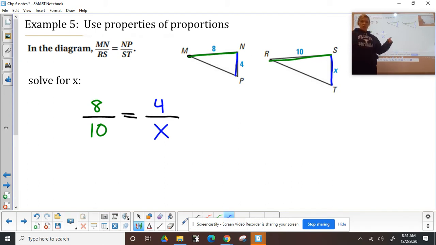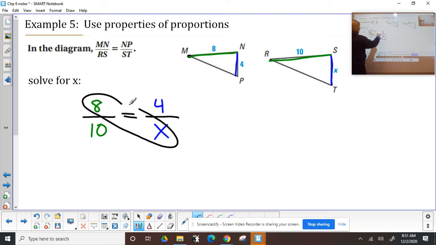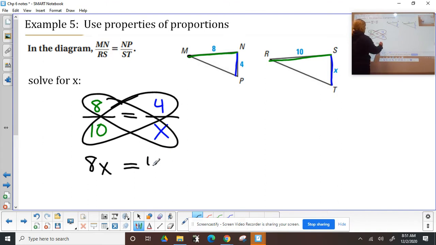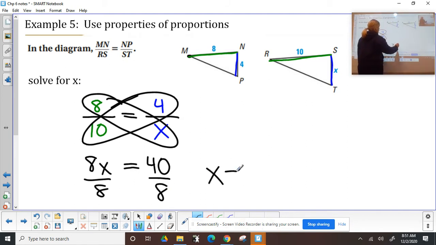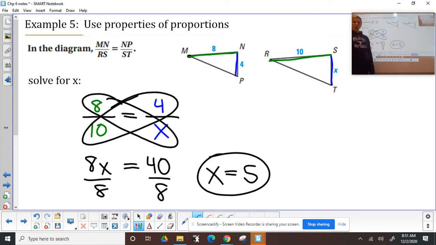Now what we're going to do is just cross multiply in order to solve. We've been practicing cross multiplication for a couple days now. We're going to multiply 8 times x to get 8x. Remember, the equal sign is like a brick wall. It stays right where it is, and it's not going to move. And then 10 times 4 is 40. To solve for x, I'm going to divide both sides by 8, and then x would equal 40 divided by 8, which is 5. There you go. So that was example 5 that we did together.